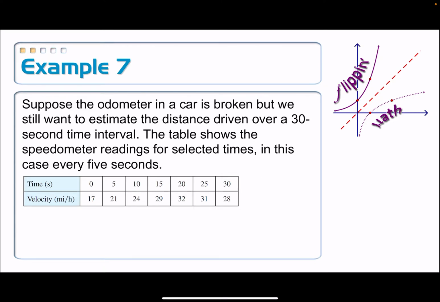So first of all, if your odometer is broken, you're probably not going to pass inspection. Anyway, let's say that you are illegally driving this car in which the odometer does not work. But luckily, the speedometer still does, and so while you were driving over the course of 5 seconds, you wrote down how fast you were going in terms of miles per hour.